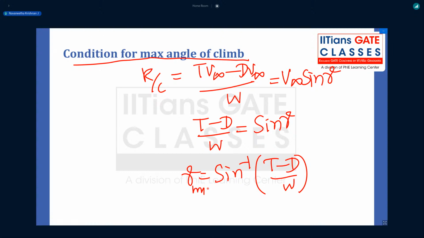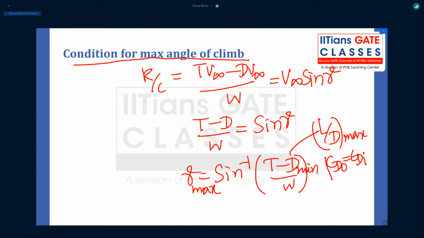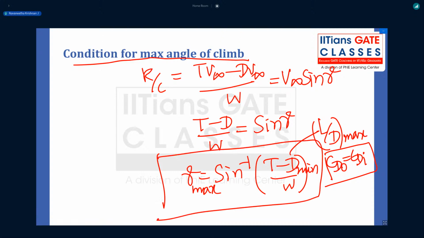For gamma to be maximum, drag should be minimum. Drag minimum corresponds to L by D max condition, which is CD naught equal to CDI condition. Your parasite drag coefficient is equal to induced drag coefficient. This is the condition for maximum angle of climb for any aircraft. Yes, Ravi. You had some doubt?